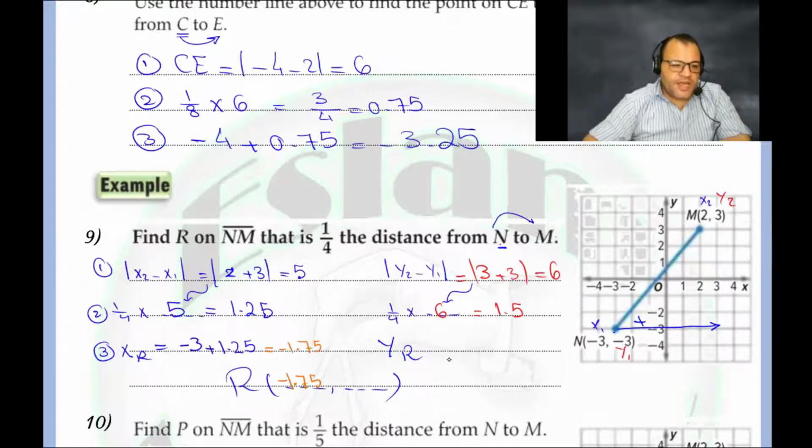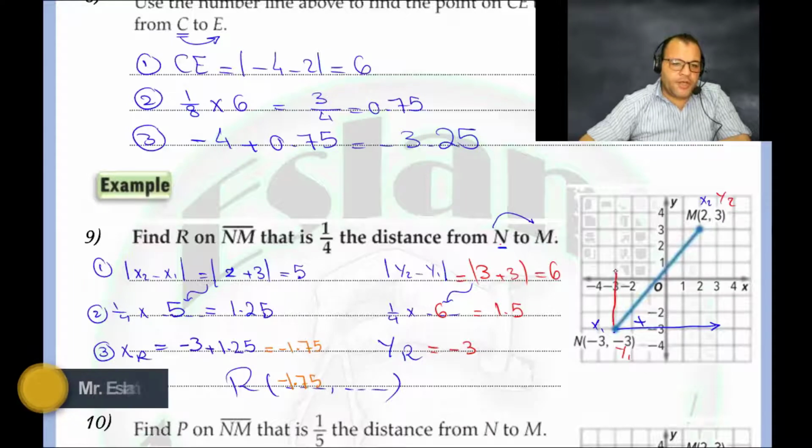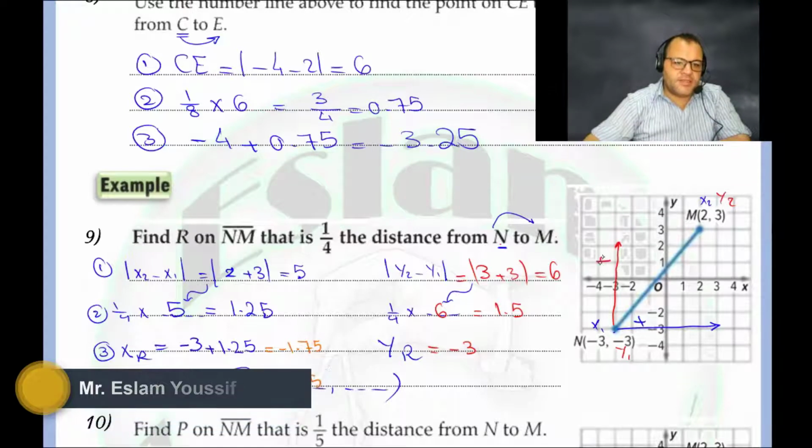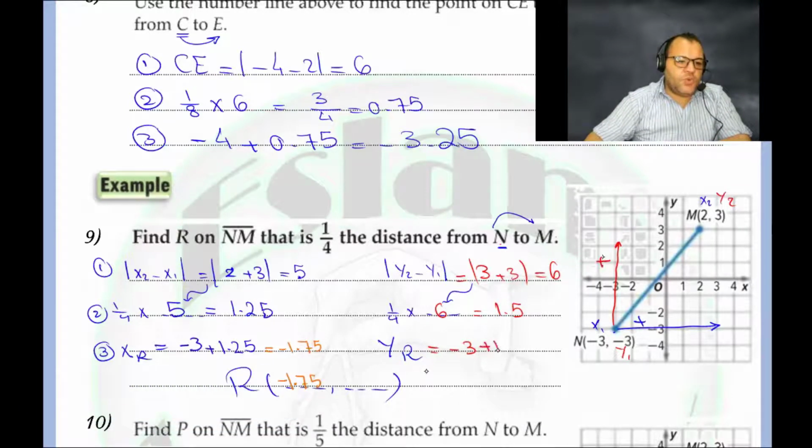You will start from N to M. It means from negative 3, you are going up. That's positive, so you add. You will add 1.5, which equals negative 1.5. So the coordinate will be negative 1.5. Is that clear? You understood the point now? Any problem for this one?